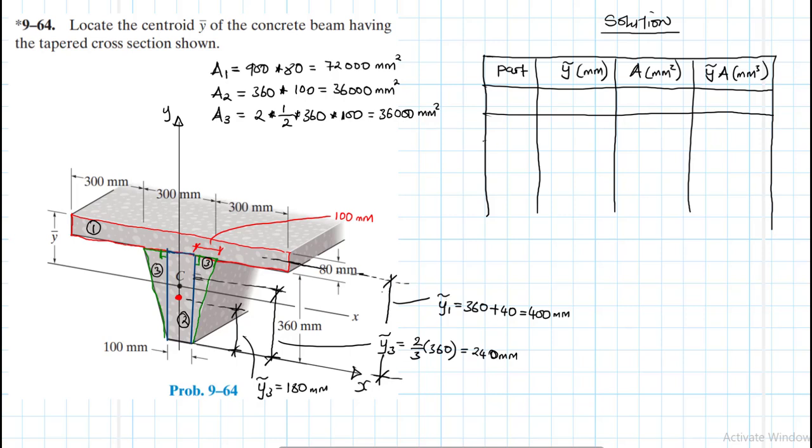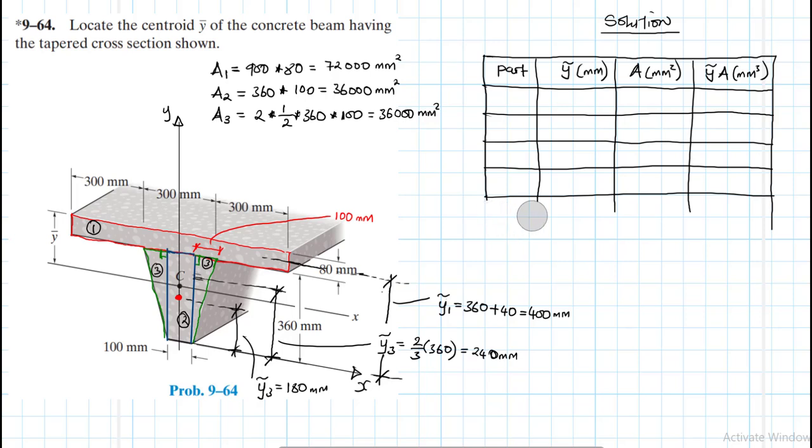How many rows do we have here? 3 plus the last one, which is for summation. Great. So let's fill in this table. We have part 1, which is just alone, then part 2 also alone, part 3 there are 2, but we've already summed up the area, and then finally we have summation.